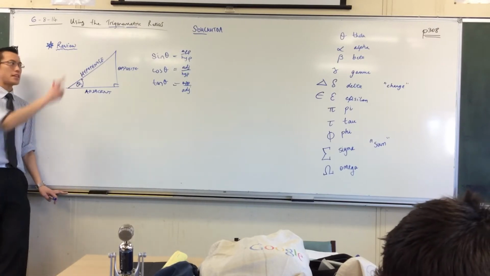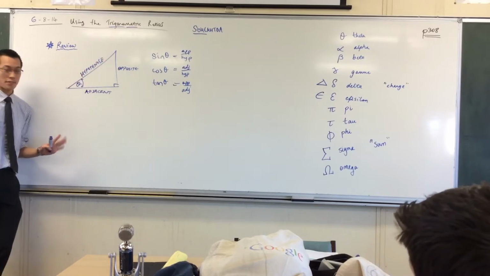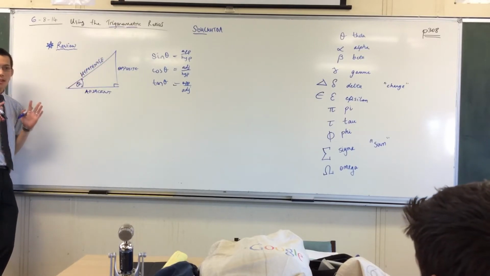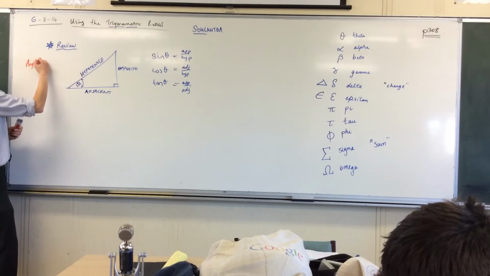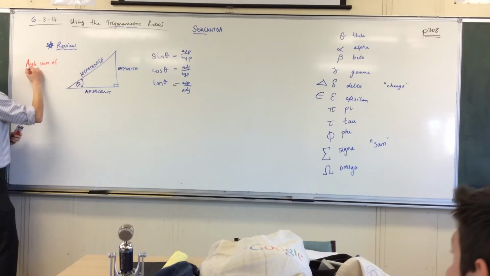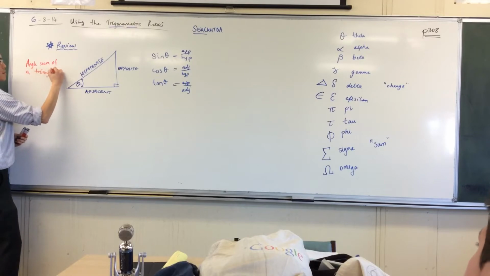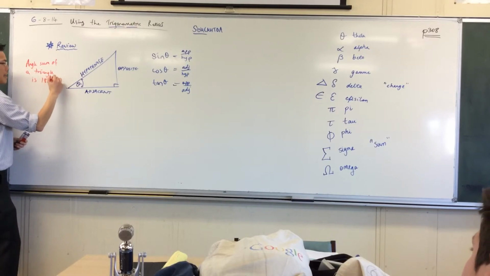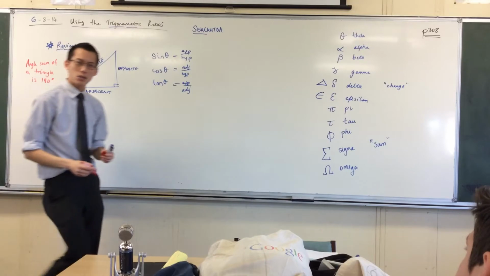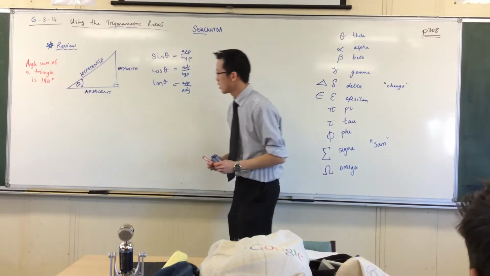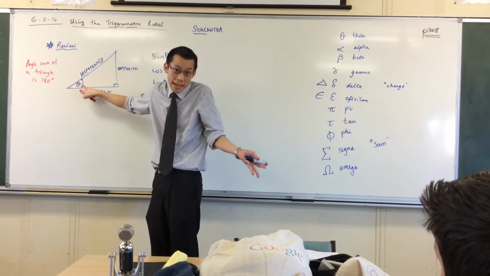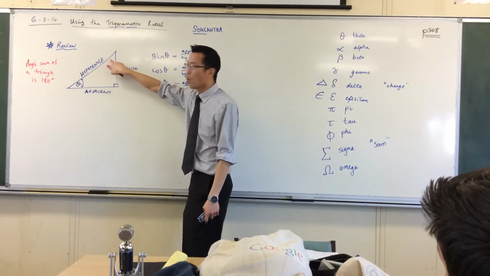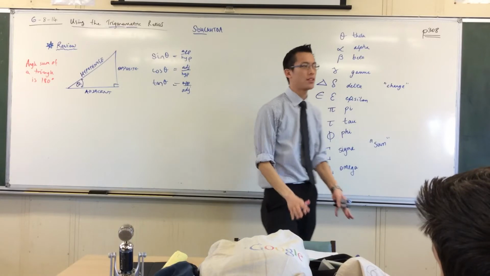Now, we know that the angle sum of every triangle, even if it's not right angled, right? The angle sum of every triangle is 180, right? So let me just write that down. Angle sum of a triangle is 180. So now the question I just want to pose to you very quickly is, well, this one's 90. This one's theta, whatever that is. What would this one over there be? The one I haven't named yet.